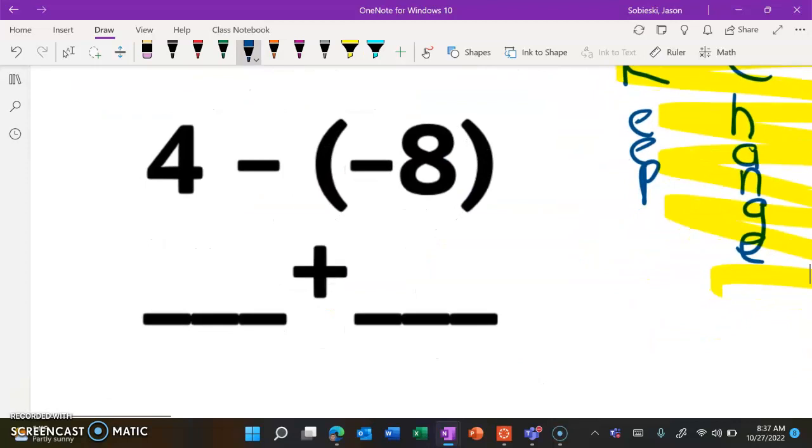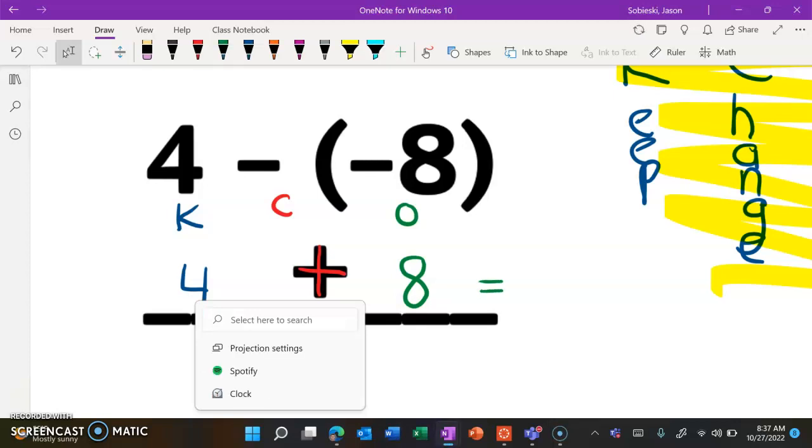4 take away -8. So K, keep, tells us to keep the first number. C, change, tells us to change this into an addition problem. And O is opposite. We need to find the opposite of -8, which is just +8. So 4 plus 8, both positive, so you would add the numbers. Your answer would be a +12 for this one.